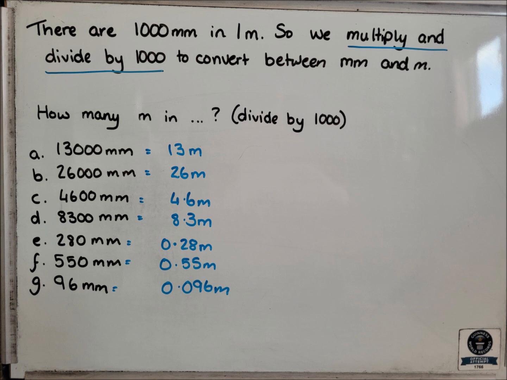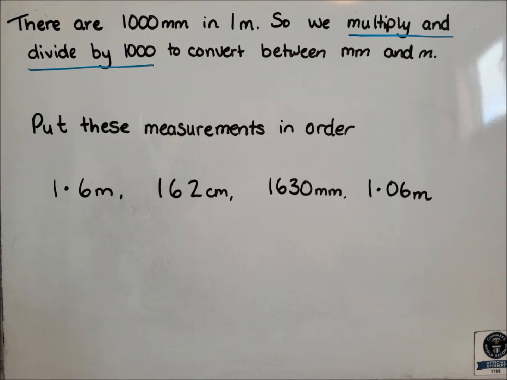We always need to have something in the units, even if it's just a zero, so make sure that you are. Challenge is to put these measurements in order. Be careful, some of them are metres, some of them are centimetres, and some of them are millimetres. Convert and then put them in the correct order.